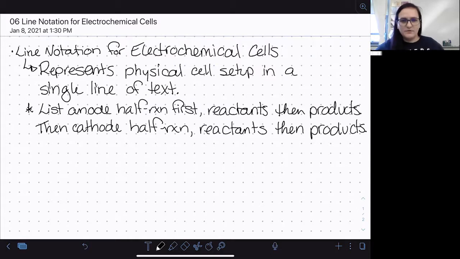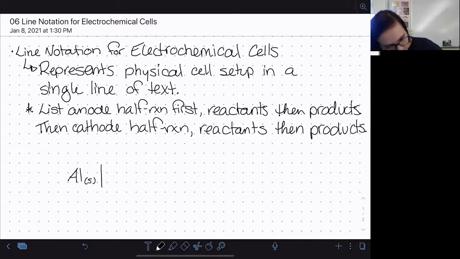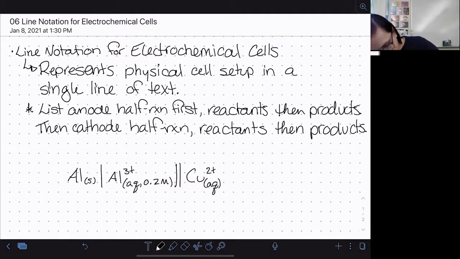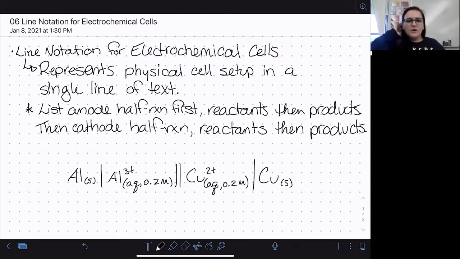So I'm going to write out an example of line notation and then pick it apart and show you what all of the different parts and pieces and symbols mean. So here we go. This is a pretty simple example of line notation.